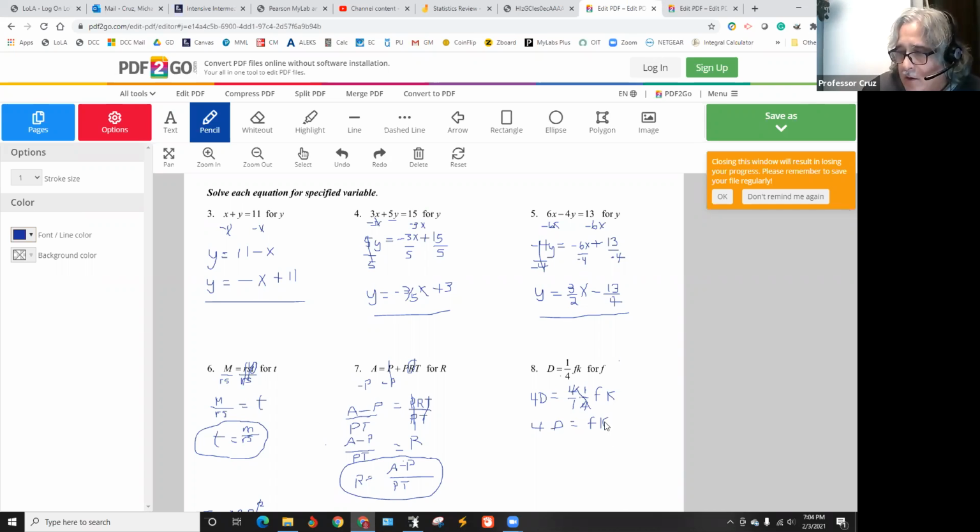All right. So now we want to solve for F, so we're going to get rid of the K. It's multiplying F, so we do the opposite, which is divide. And that gives us F. So you had it right, I think.